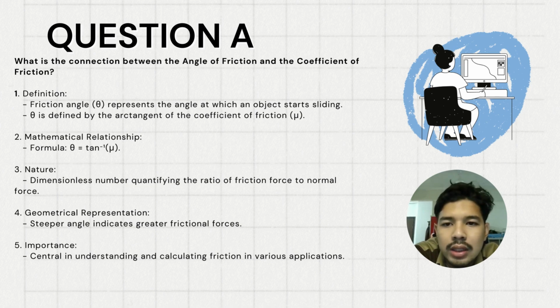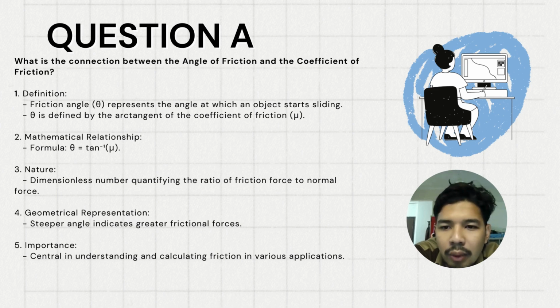The question for A: what is the connection between the angle of friction and the coefficient of friction? Okay, I have listed 5 points to answer this question. The first is definition. Friction angle, or theta, represents the angle at which an object starts sliding. Theta is defined by the arctangent of the coefficient of friction.